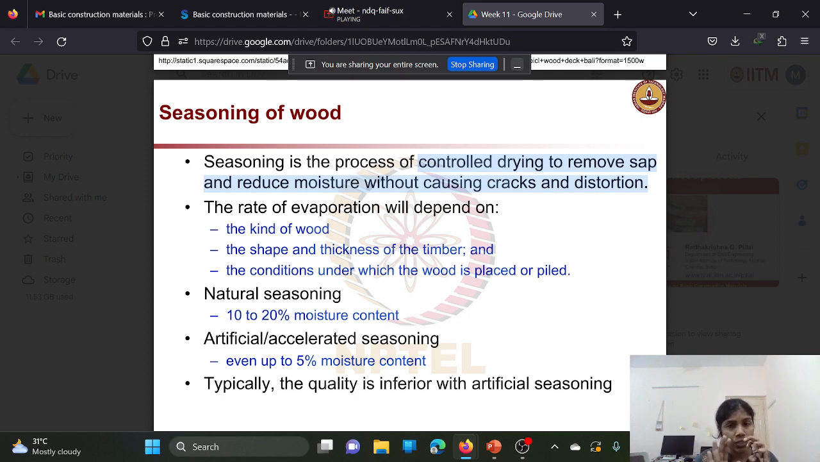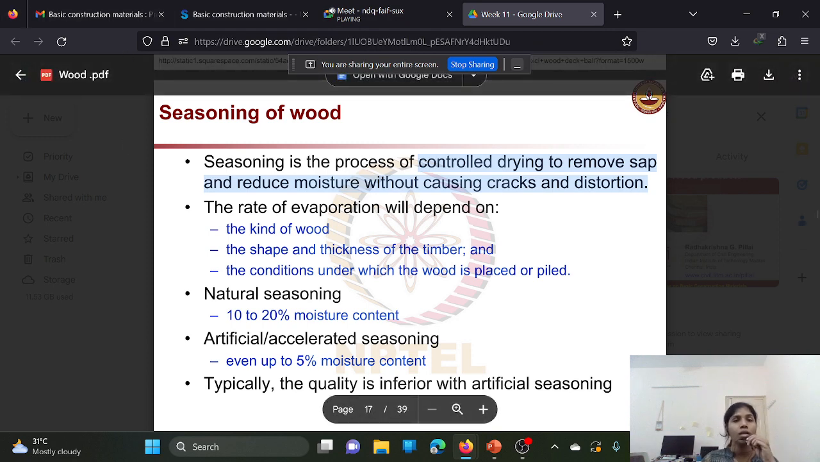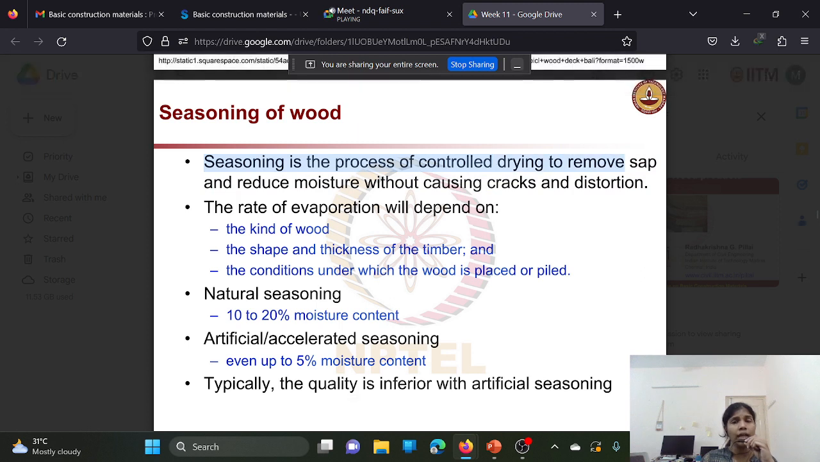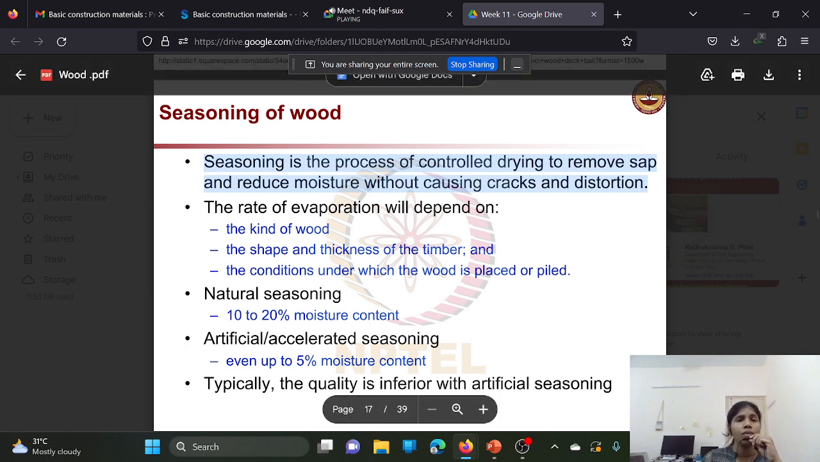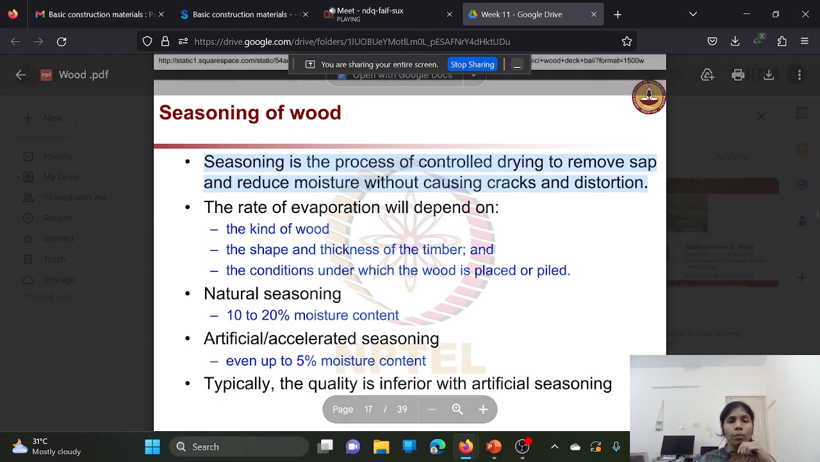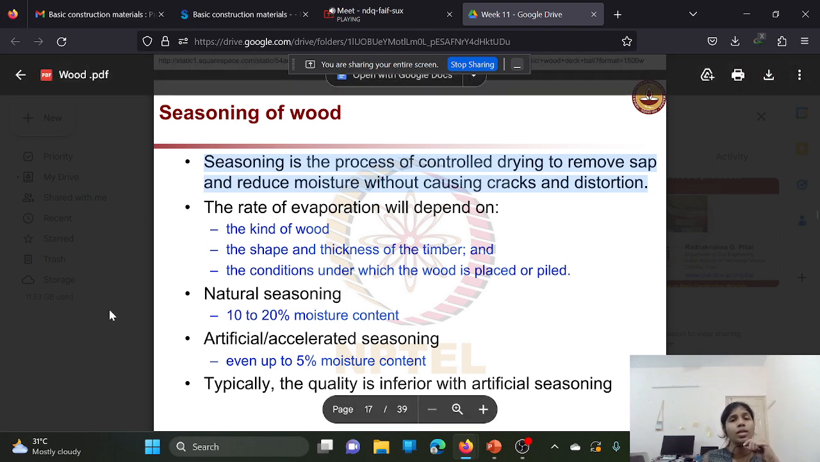So that's why seasoning is the process of controlled drying. We have to do this seasoning process only under some specified or controlled temperatures. Seasoning is the process of controlled drying to remove sap and reduce moisture without causing cracks and distortion. That is the purpose of seasoning.